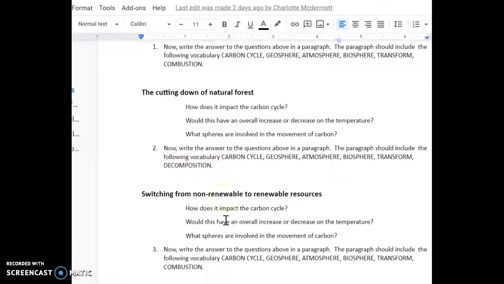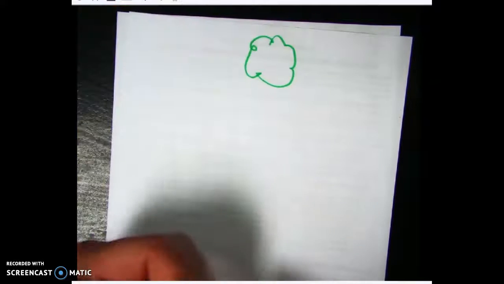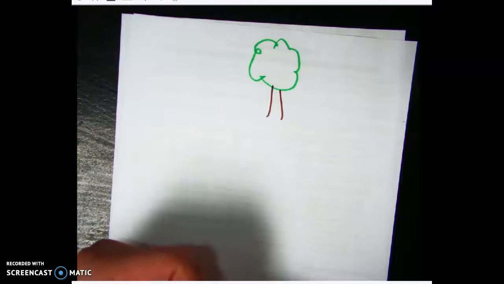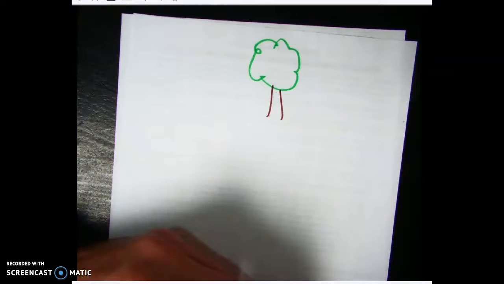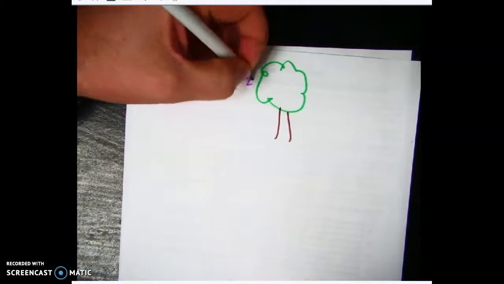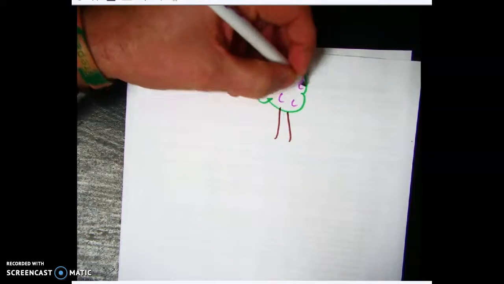Take a look at that real quick. It is cutting down of a natural forest. Okay, so we need to look at what the impact is there. So a natural forest, we already know trees, right? The role of trees is going to be to do what? Capture, right? So they're going to take CO2 from the atmosphere, put it into the tree, right?